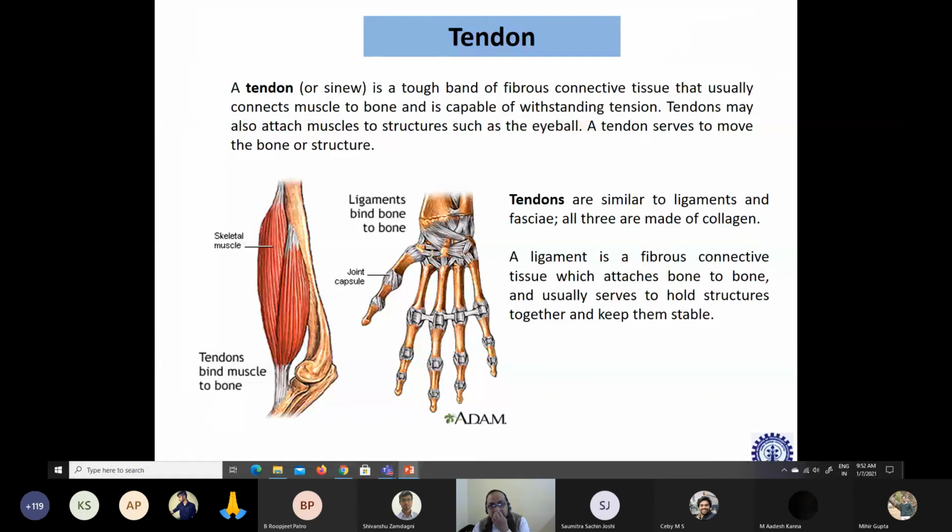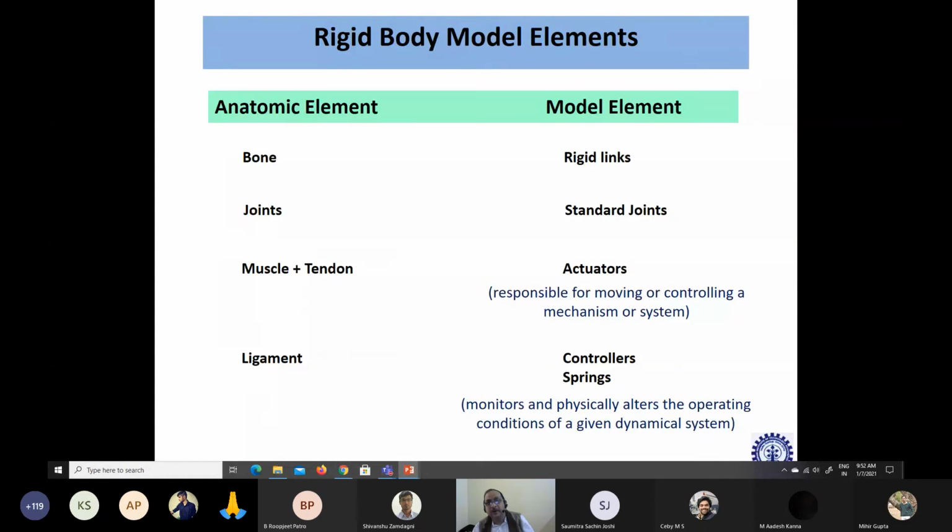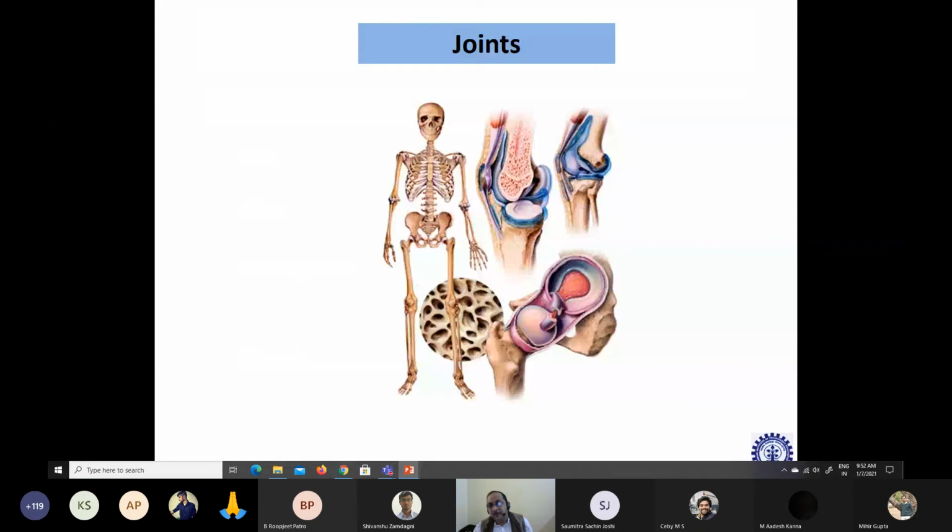Okay. So this is basically the comparison that I have already explained to you. Now comes the joints. Just try to look at this: somewhere a blood vessel is going inside the fovea capitis. This is the femur head, and there is some blood supply through this area.